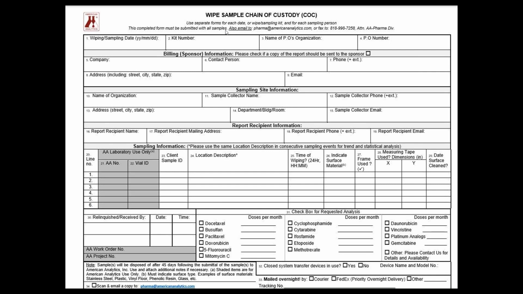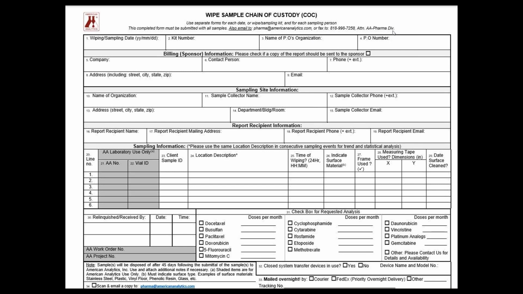When you complete your sampling and you complete the chain of custody, we ask that you scan and email the completed chain of custody up here at the top to pharma at americananalytics.com. The email address is also way down here at the bottom left. Item number or data field number 34. Scan and email a copy to pharma at americananalytics.com. You can also fax that to us at our fax number and attention to AA-Pharma Division.